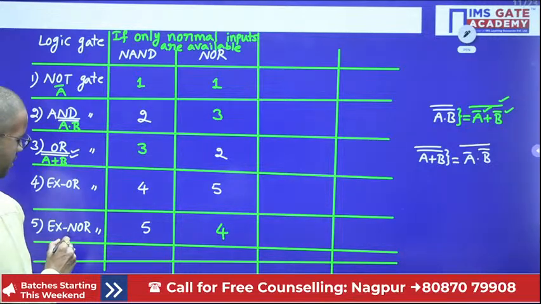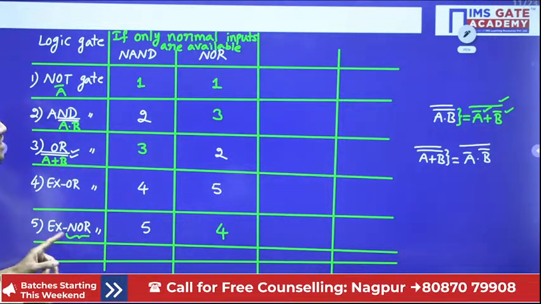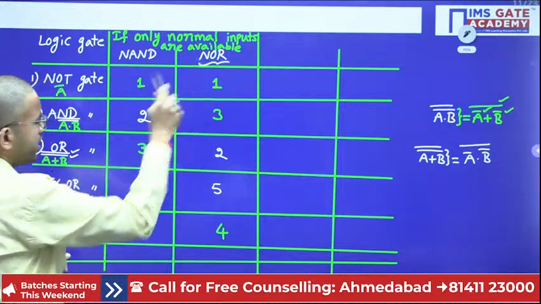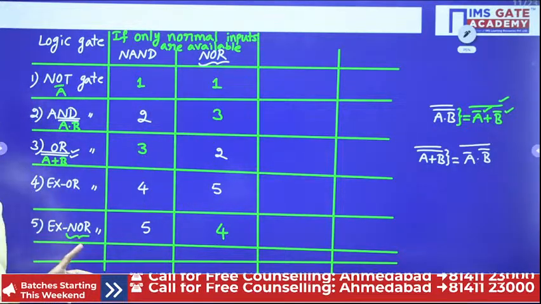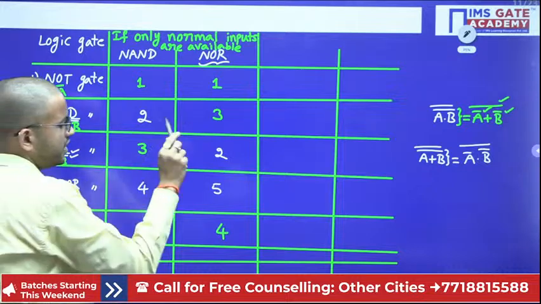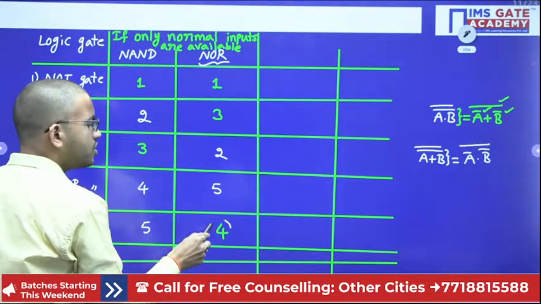Here XNOR gate is there, and here NOR is there. In both the terms NOR is the same, right? So for that one case, remember the answer is 4.